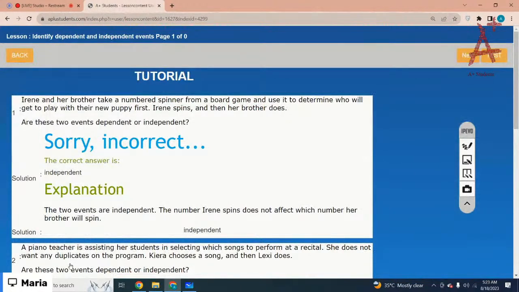Independent events mean if the outcome of an event is not affected by the outcome of the other event, then the events are independent.